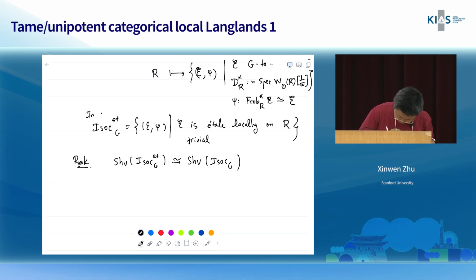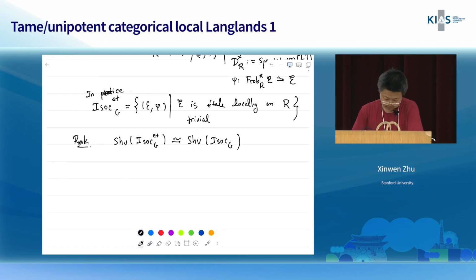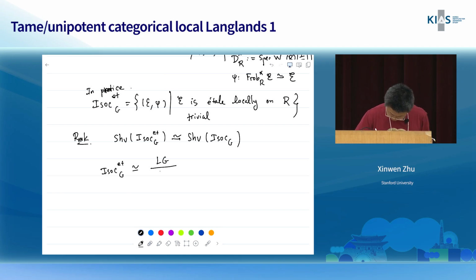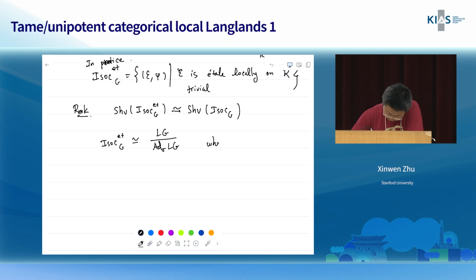So in practice, the reason we want to use this etale version is that this guy itself can be written as a loop group modulo the Frobenius conjugation by LG, where LG is a loop group.